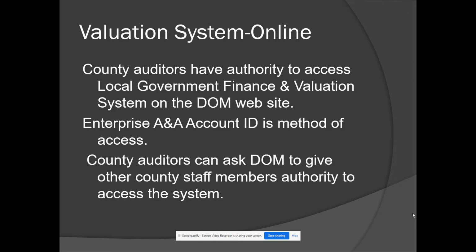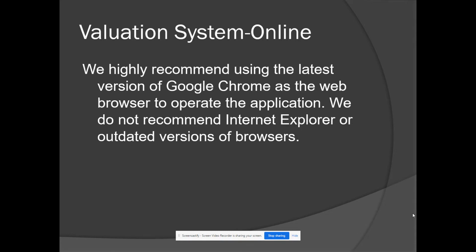With the system itself, the county auditors have authority to access the system. An Enterprise A&A account ID is the method of access. If someone needs to access the system and does not have an Enterprise A&A account ID, just call me or send me an email and I will send you the instructions on how to obtain an account and then get access. And again, county auditors have access, but they can ask DOM to give other county staff members authority to access the system, and that can be done.